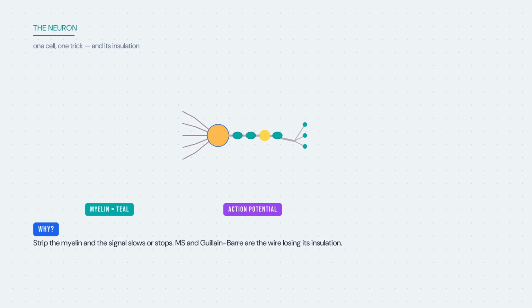Here is the part that matters clinically. The axon is wrapped in myelin, and myelin lets the signal jump from gap to gap, fast. Strip the myelin away, and the signal slows, scatters, or stops. Hold on to that. Multiple sclerosis and Guillain-Barré are both what happens when the wire loses its insulation.